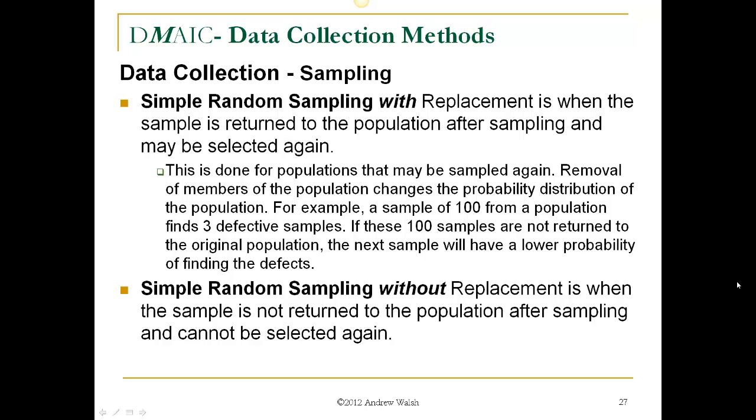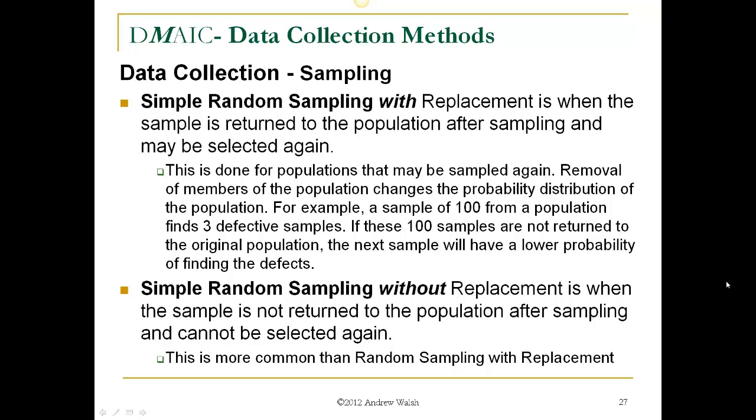Simple random sampling without replacement is when the sample is not returned to the population after sampling and cannot be selected again, which of course changes the population. However, this is more common than random sampling with replacement, especially with destructive tests where you may have tested a tablet for assay and it's gone now, so there's no way to return it to the population.